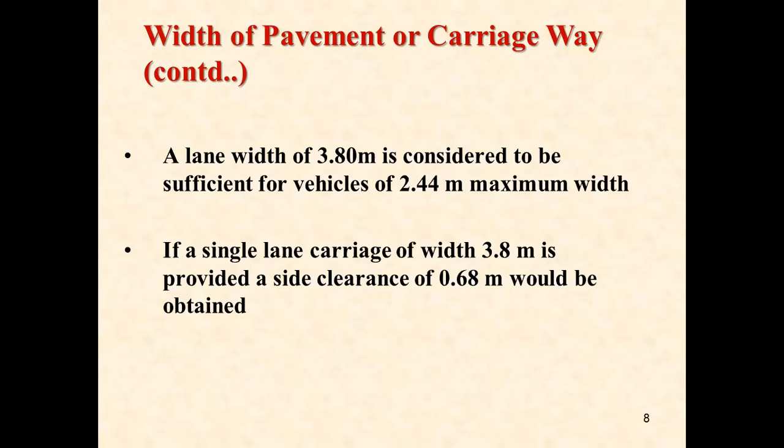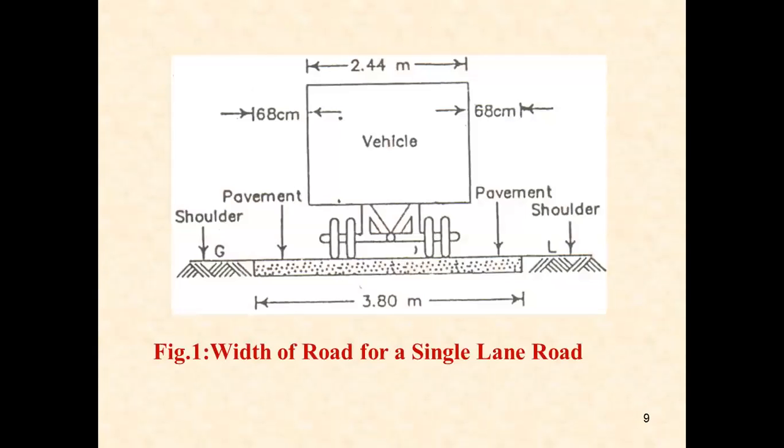Now we can see in the diagram how we attained the 3.8 meters. We can see the 2.44 meters, and the 0.68 meter clearance will be there on each side. So 2.44 meters plus 68 centimeters and 68 centimeters altogether gives the width of the pavement as 3.8 meters. The width of the pavement for a single lane road is going to be 3.8 meters.